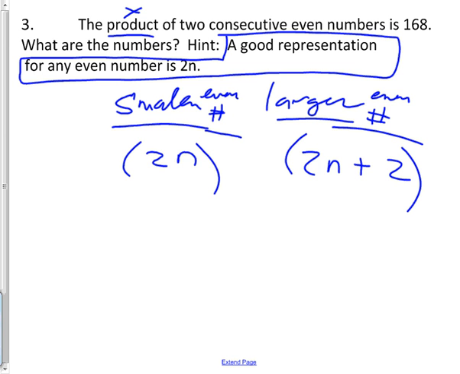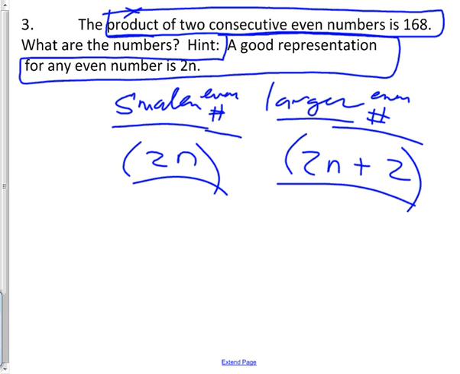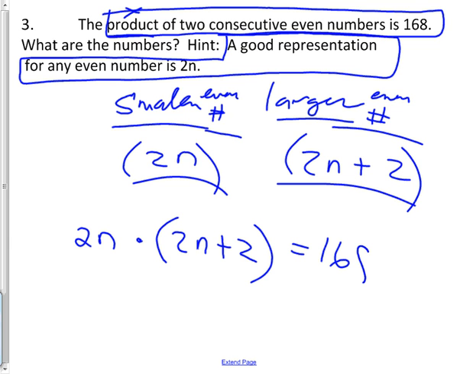Now, it says the product of two consecutive even numbers is 168. Well, what are my two numbers? They're this and that. And I'm supposed to do what with them? Product, which means times them. Times. And what do I get when I product them? 168. And now I betcha you can solve this. Since it's a solve by graphing test, why do all the long complicated algebra? Grab the graphing calculator, type it in, see where they cross.